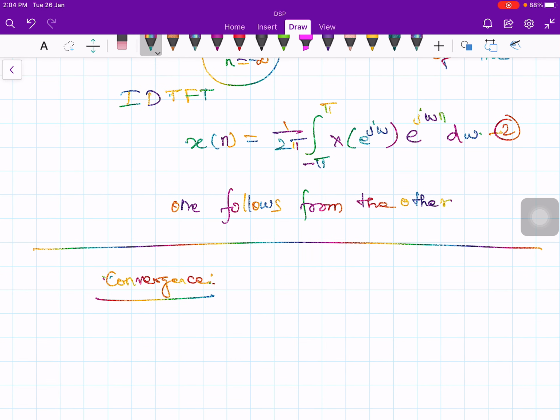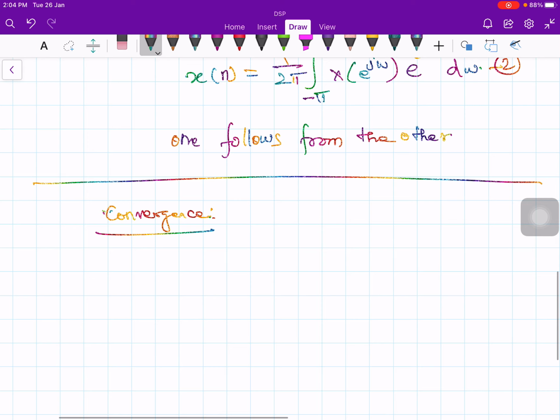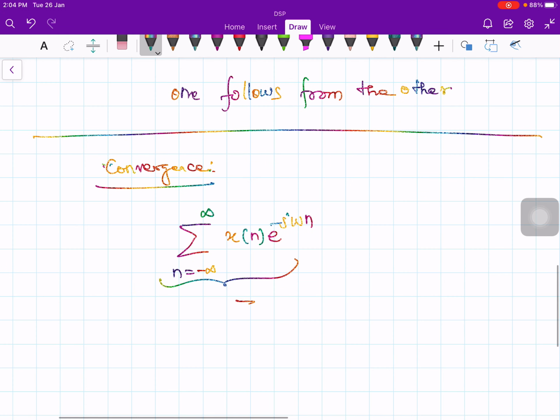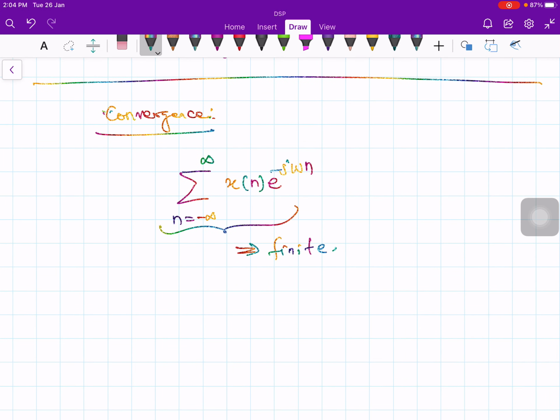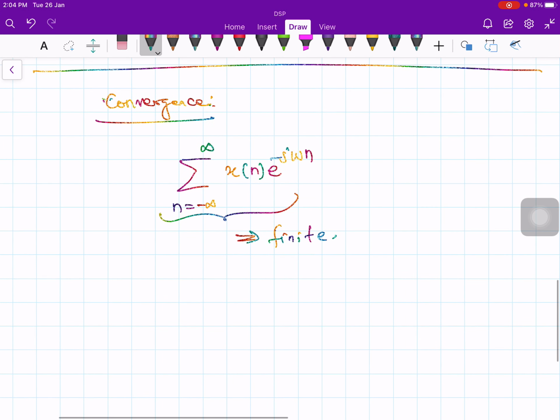obviously this sum must be finite. Let me write down here the summation of x of n e to the minus j omega n, n goes from minus infinity to plus infinity. This summation must lead to a finite value, then only the discrete time Fourier transform exists. Right? Now instead of writing like this, let me write it in the following way, where n is equal to minus k to plus k, x of n e to the minus j omega n.